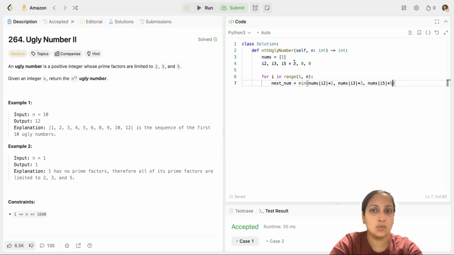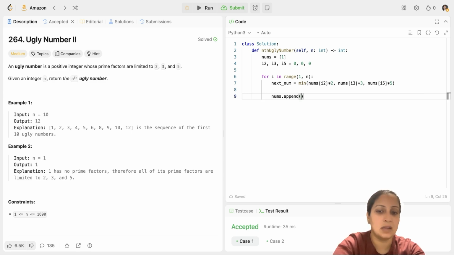So since I2, I3 and I5 all have value as 1 right now, 1 multiplied by 2, 1 multiplied by 3 and 1 multiplied by 5. And then we'll pick up 2 because 2 is the minimum, right? And then we will have 2 as the I2 new pointer, right? I2 will be pointing to 2. So 2 multiplied by 2 would be 4. I3 will still be at 1. So 1 multiplied by 3 and 1 multiplied by 5. And so on your loop will go on. And now once you have your next num, you will append it to the nums array. So nums dot append next num.